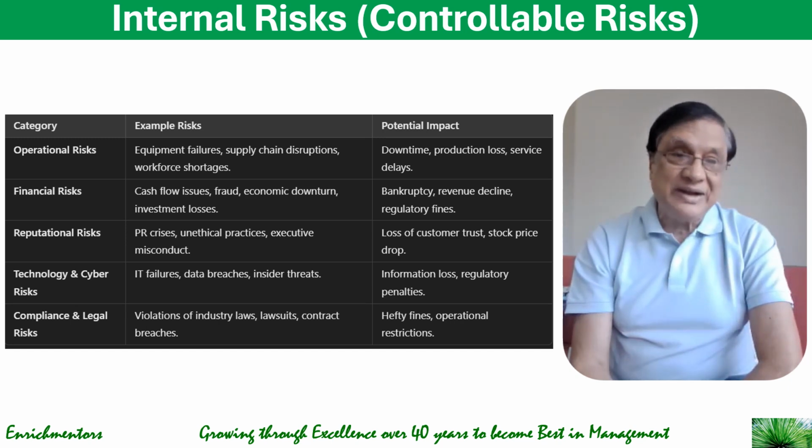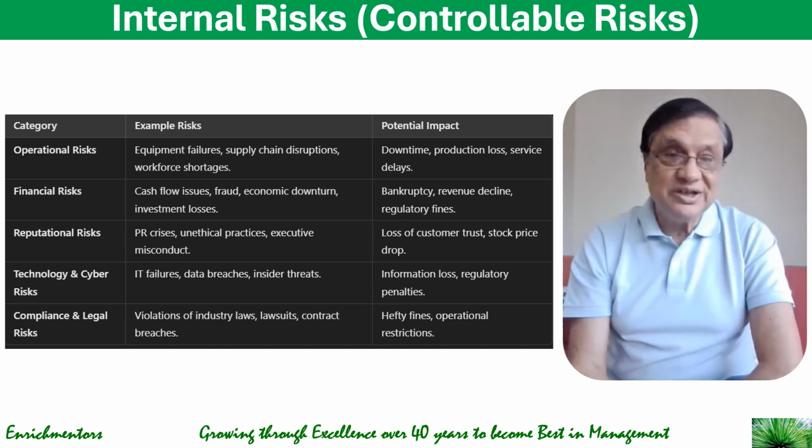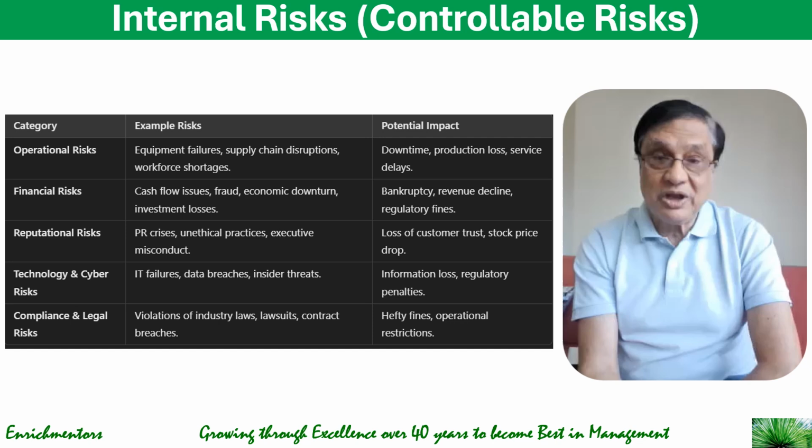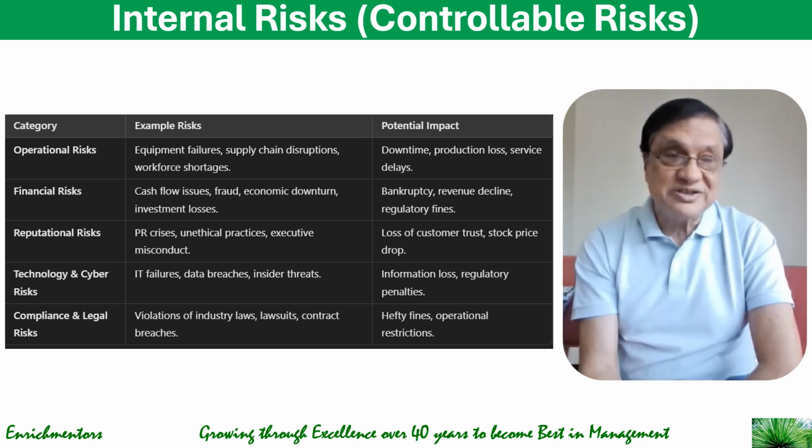Now, what are these different types of risks, for you to understand and then build up on your own? So you can go by the categories. In operation risks, there is a risk of equipment failure, supply chain disruptions, workforce shortages, and they have the impact in terms of downtime of production, loss of production, and service delays.